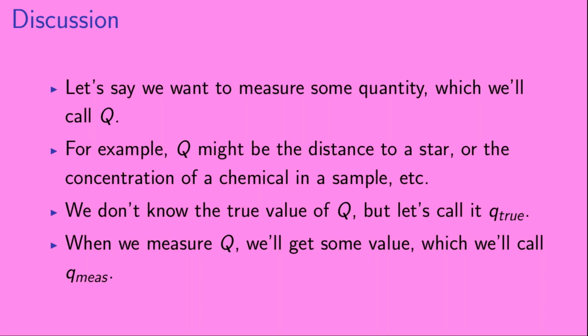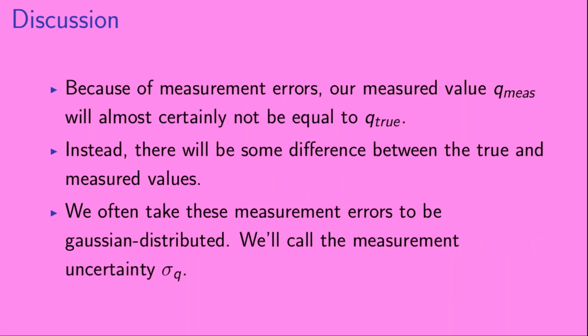Let's say we want to measure some quantity, which we'll call Q. For example, Q might be the distance to a star, or the concentration of a chemical in a sample, etc. We don't know the true value of Q, but let's call it Q true. When we measure Q, we'll get some value, which we'll call Q measured. Because of measurement errors, our measured value Q measured will almost certainly not be equal to Q true. Instead, there will be some difference between the true and measured values.